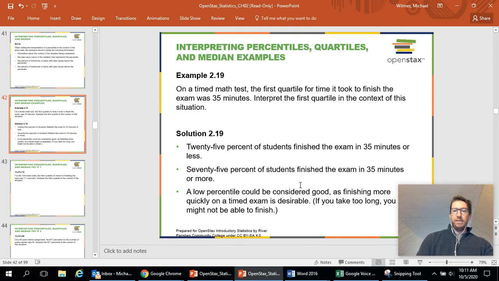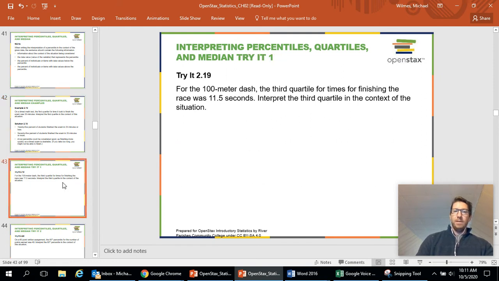So a low percentile could be considered good. If you're thinking about a timed test, if you take too long, you might not be able to finish. It depends on the context of the problem. In a 100-meter dash, the third quartile for times for finishing the race was 11.5 seconds. Interpret what this means. So third quartile, 75%. That means 75% of the runners finished in 11.5 seconds or less. So a quarter of the runners took longer than 11.5 seconds.